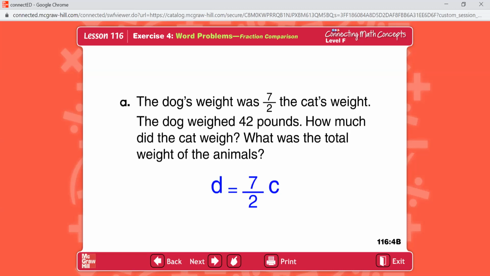The answer to the first question is 12 pounds. The cat weighs 12 pounds. Then you added the weights of 42 and 12. 42 plus 12 equals 54 pounds.